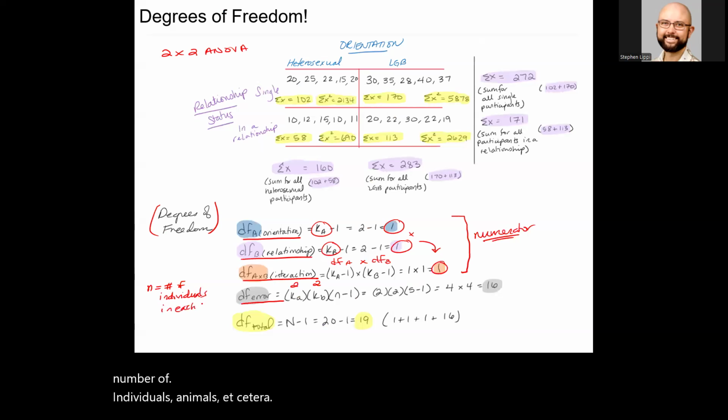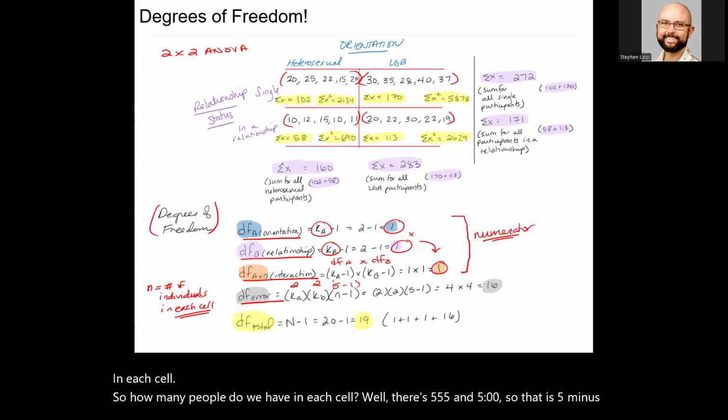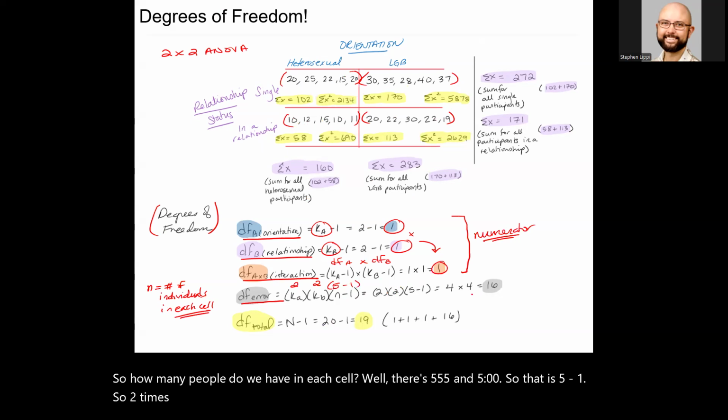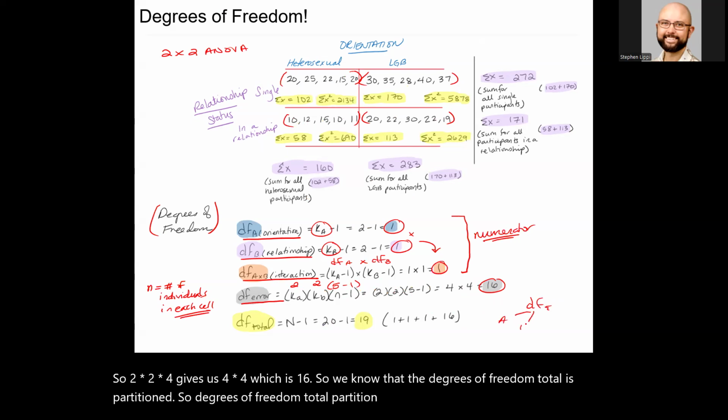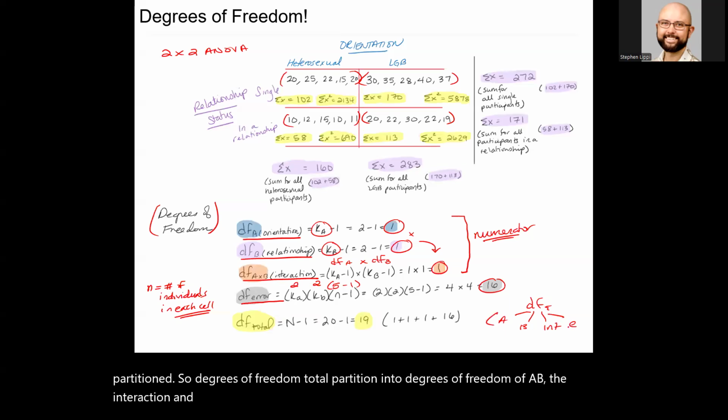in each cell. So how many people do we have in each cell? Well, there's 5, 5, 5, and 5. So that is 5 minus 1. So 2 times 2 times 4 gives us 4 times 4, which is 16. So we know that the degrees of freedom total is partitioned. So degrees of freedom total partitioned into degrees of freedom of A, B, the interaction, and error. So if we add those partitions up, we get our degrees of freedom total.